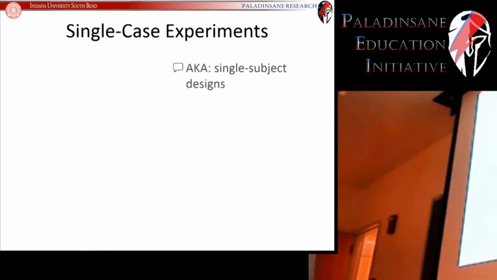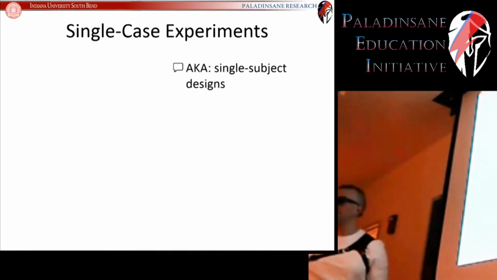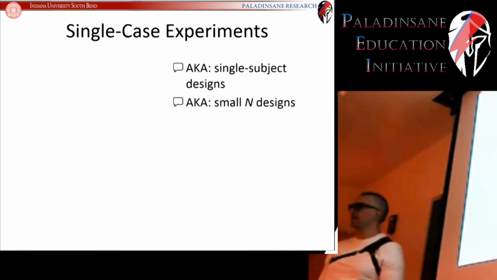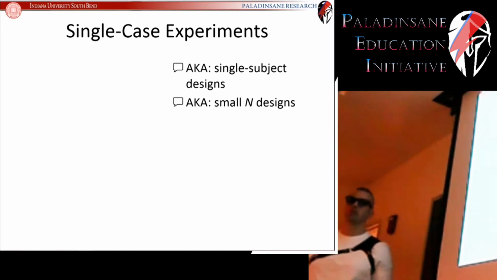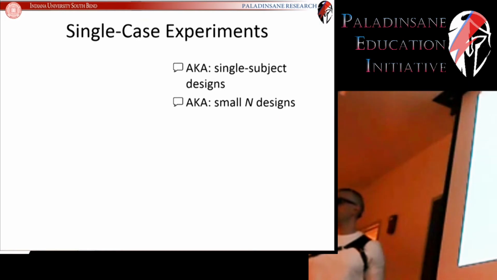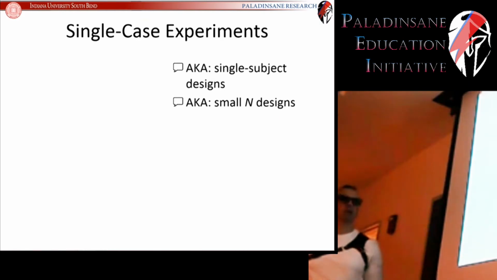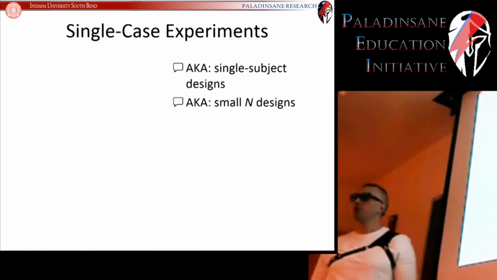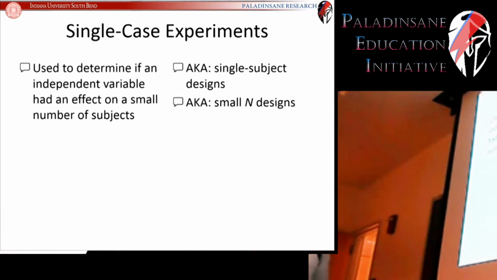All right, so single case experiments are also known as single subject designs, and they're also known as small n designs. So n is typically set aside to stand in for the number of subjects that you have in an experiment. If you're doing an experiment and n equals 20, that means you have 20 subjects. Well, sometimes you don't have a lot of subjects. Sometimes you might have only 3 subjects or only 2 subjects. Or in the case of a single subject design, you might have only 1 subject.